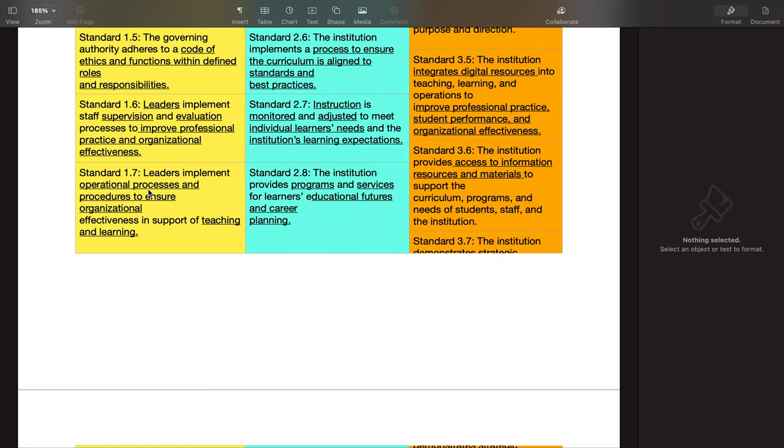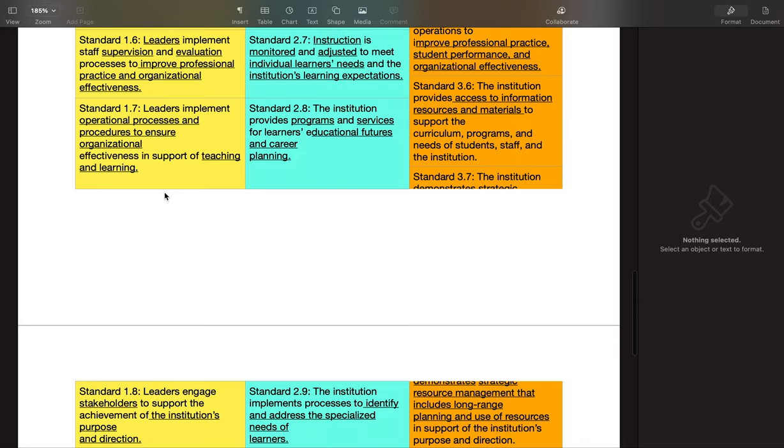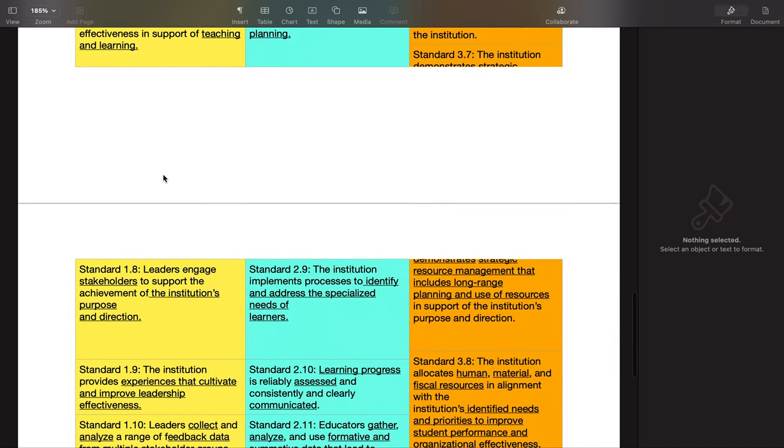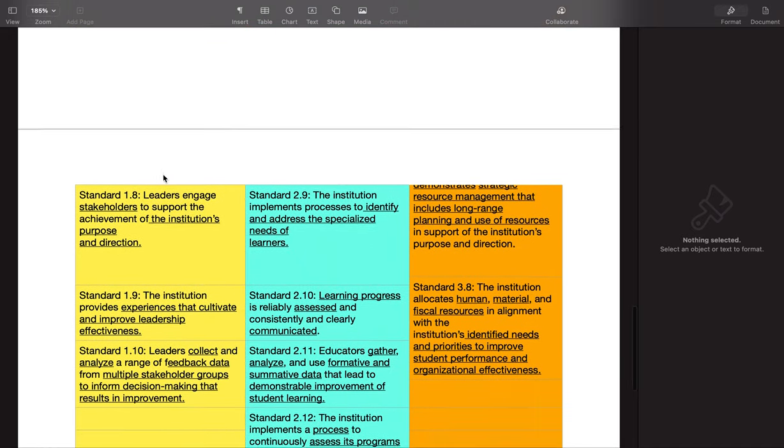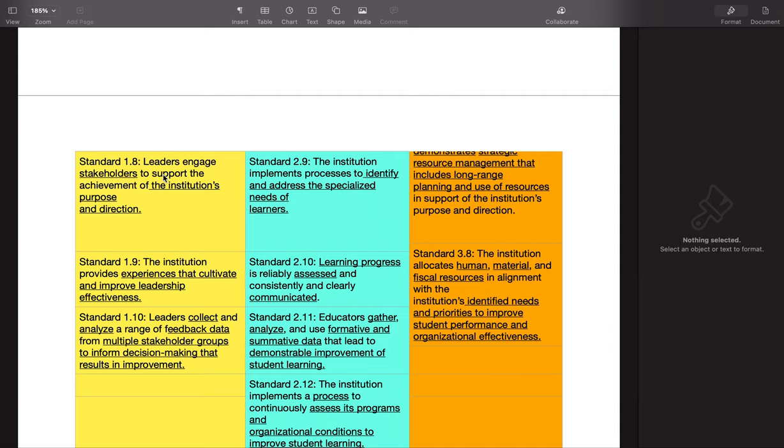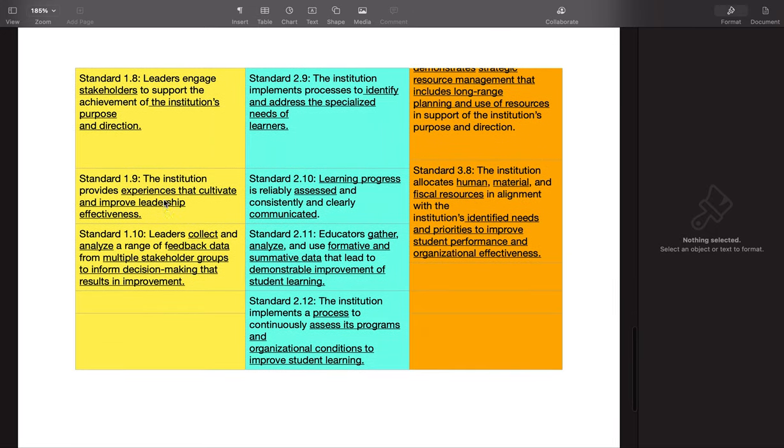Number six is the leaders implement staff supervision and evaluation processes to improve professional practices and organizational effectiveness. The seventh standard highlights how the leaders are implementing operational processes and procedures to ensure organizational effectiveness in support of teaching and learning. The eighth standard in the leadership capacity is the engagement of the stakeholders to support the achievement of the institution's purpose and direction.